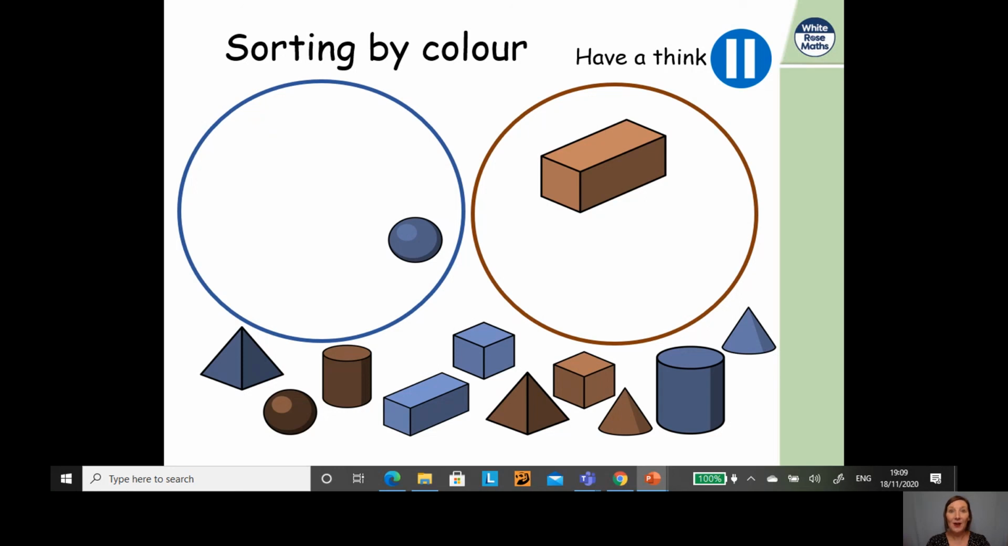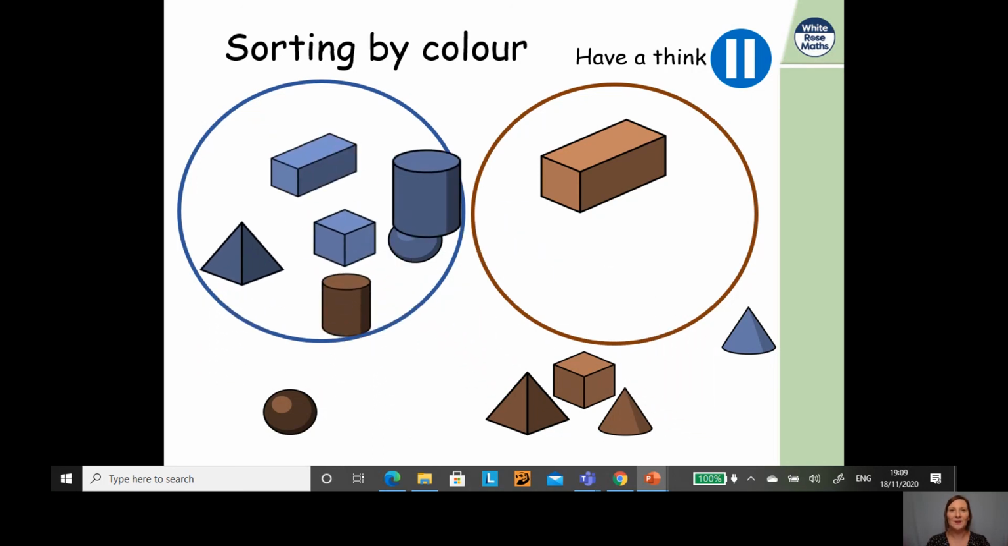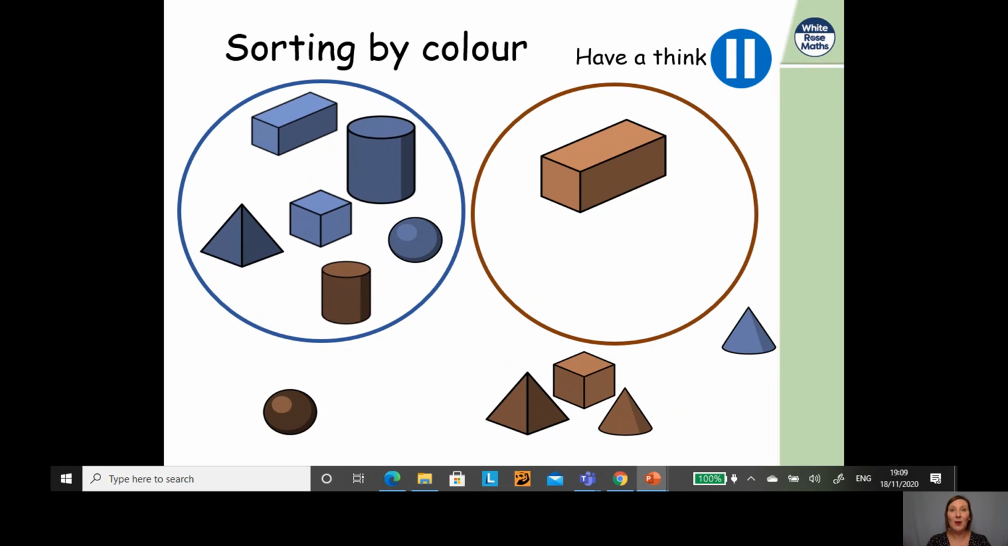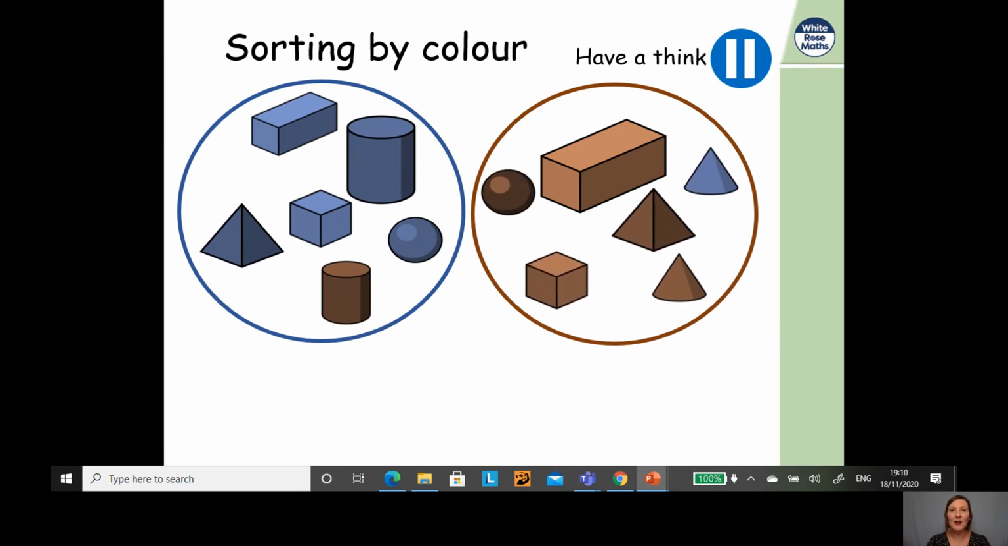Okay, should we have a go at sorting them now? Let's see. Let's put all the blue ones into the blue circle. Now let's put all the brown ones into the brown circle. Oh dear, what have I done? I've put two shapes in the wrong circles.